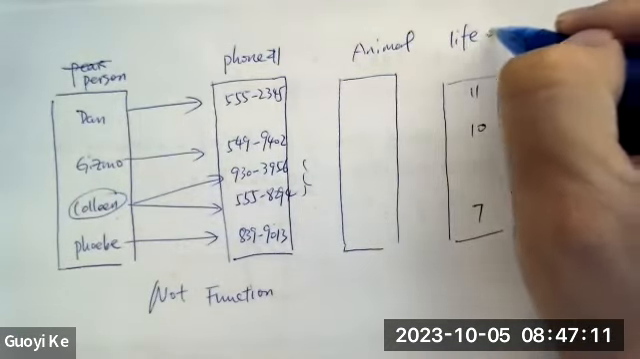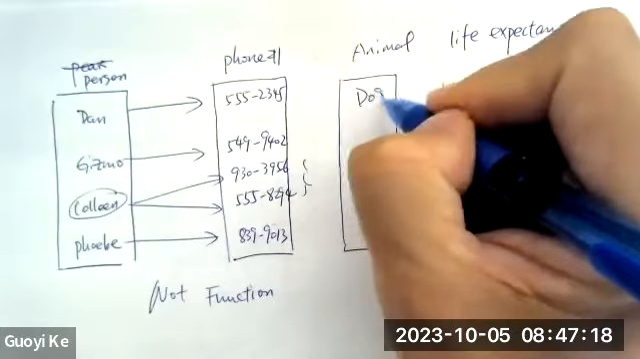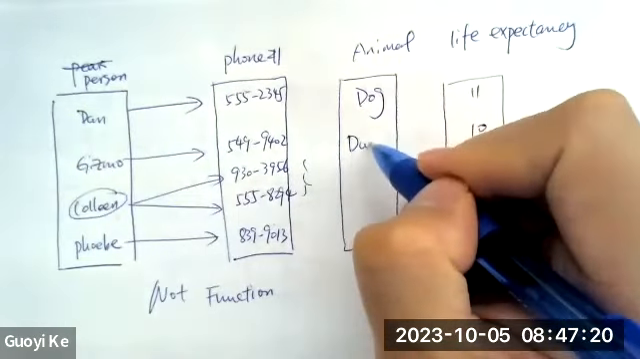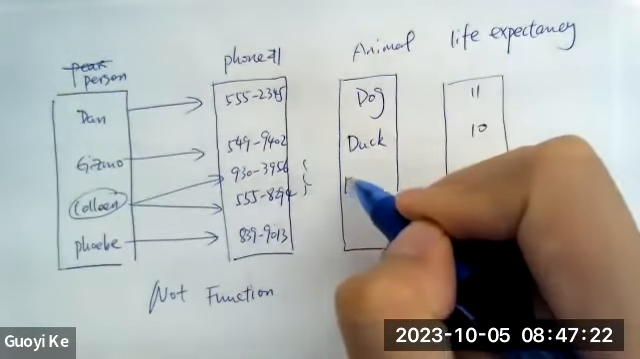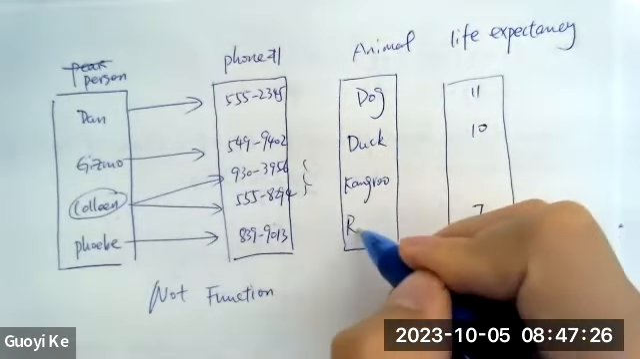Life expectancy. Dog, duck, kangaroo, rabbit.